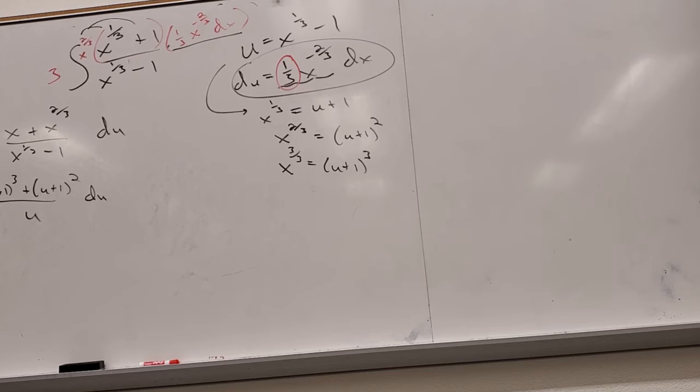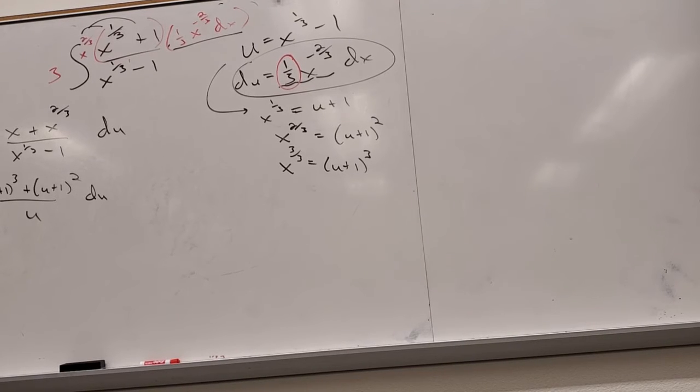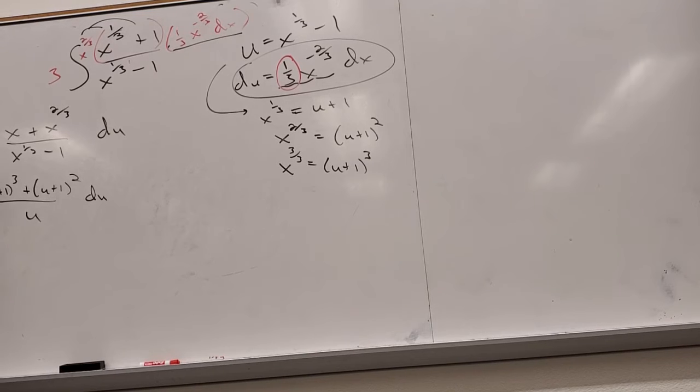Add. 1 plus 3 is 4. 3 plus 3 is 6. 3 plus 1 is 4. 1 on the outside. True. That's cool. So then if I had a 4th power, it would be u to the 4th plus 4u cubed plus 6u squared plus 4u plus 1. It's a beautiful shortcut, right?